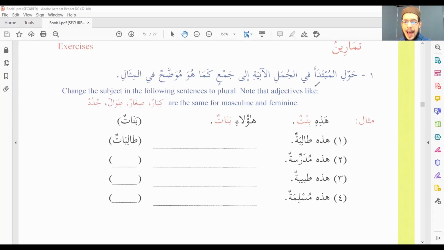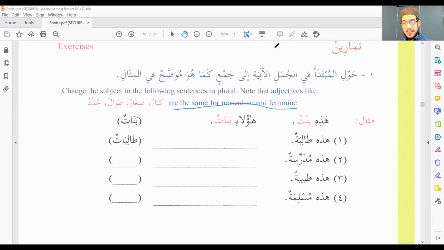note that adjectives like kibarun, sigarun, tawilun, jududun are the same for masculine and feminine. Alhamdulillah. So we have here something that is more reminiscent of English that is a help to us. So in English, we do not change adjectives to reflect number, right? For example, he is short, they are short, right?